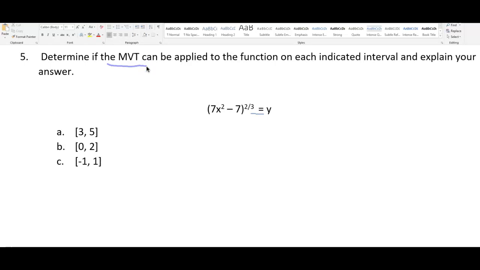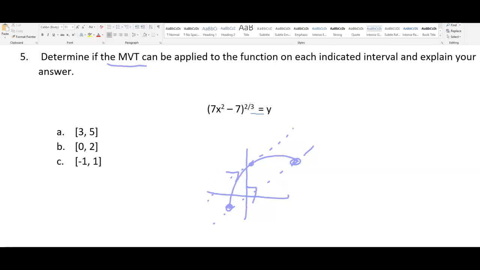The mean value theorem tells you that if you have a function with some endpoints, in other words it's on an interval, there is an average slope. The mean value theorem guarantees that somewhere along that slope the instantaneous rate of change is equal to the average rate. In other words, the tangent line is parallel to the secant line.